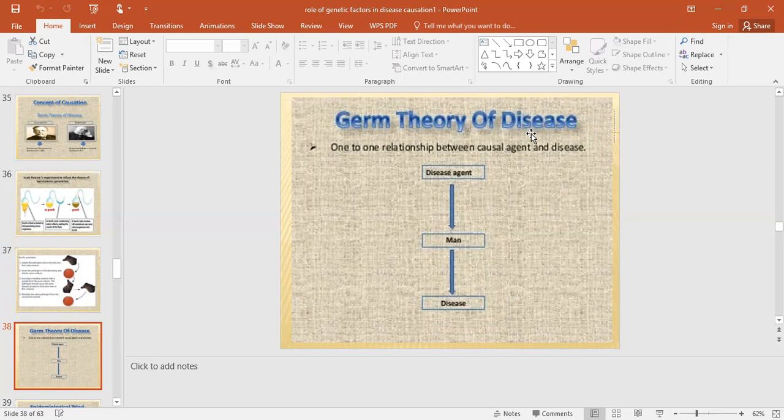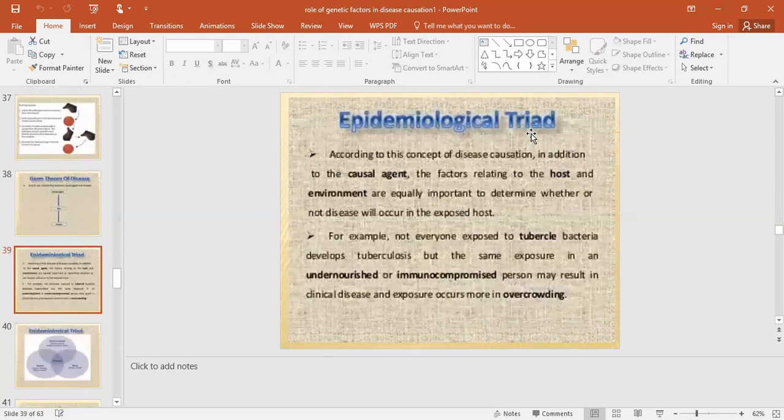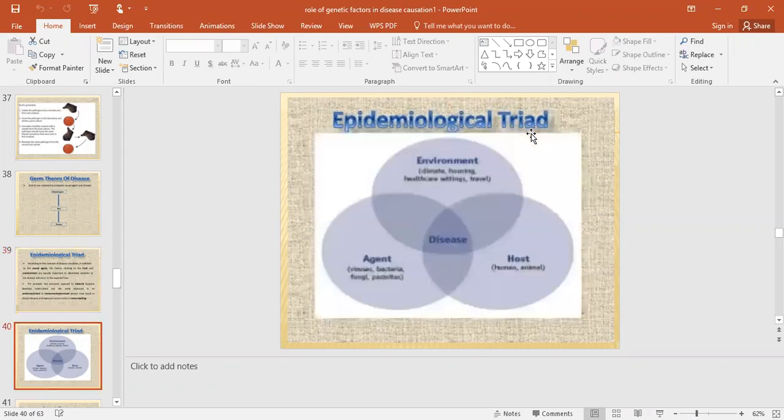The disease agent enters man and results in disease. Epidemiological triad: according to this concept of disease causation, in addition to the causal agent, the factors relating to the host and environment are equally important in determining whether or not disease will occur in the exposed host. For example, not everyone exposed to tubercle bacilli develops tuberculosis, but the same exposure in an undernourished or immunocompromised person may result in clinical disease, and exposures occur more in overcrowding. This is the epidemiological triad: environment, agent, and host interaction results in disease.